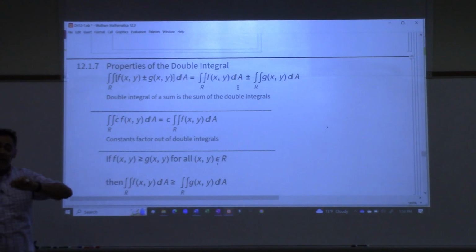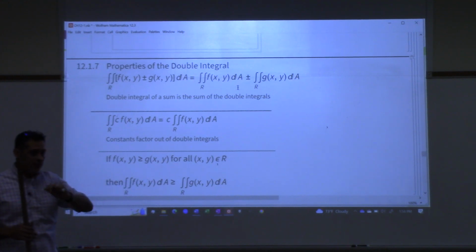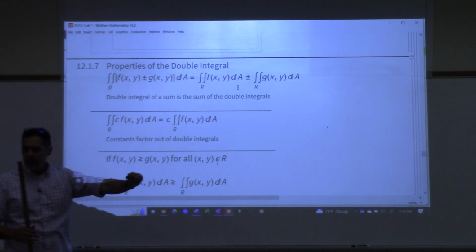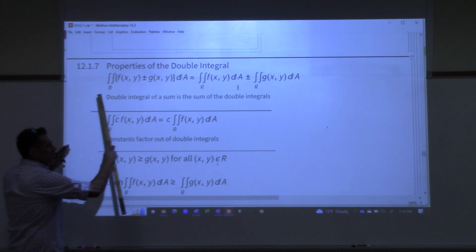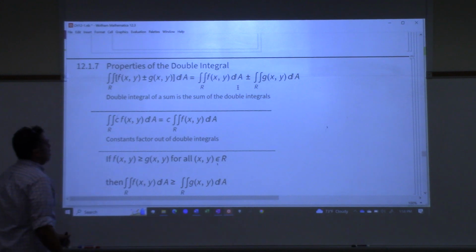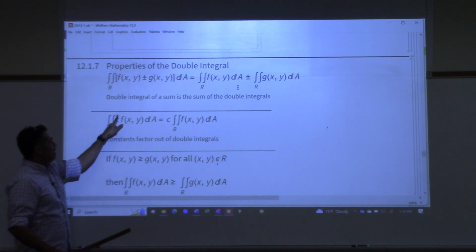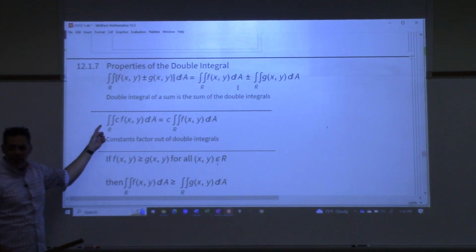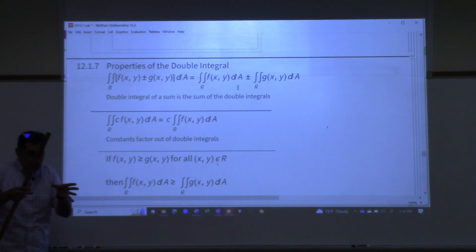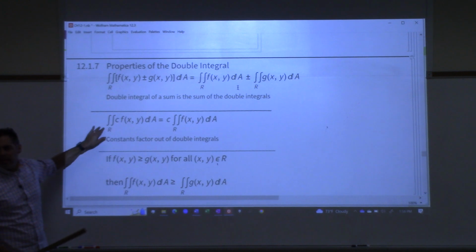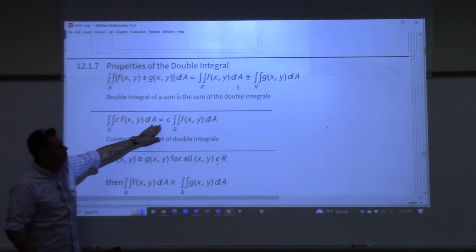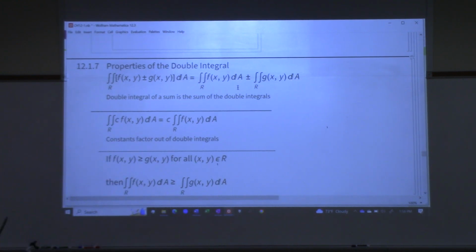If you're differentiating sums and differences, you can differentiate each one by one, or same thing with antiderivatives. With double integrals, the same thing applies, all right? Also, constants can come out front, okay? Which we were doing, but we were doing it within the inner integral, pulling out constants. We can always pull constants out at the very beginning of a double integral. It can just come out, boom, all right?